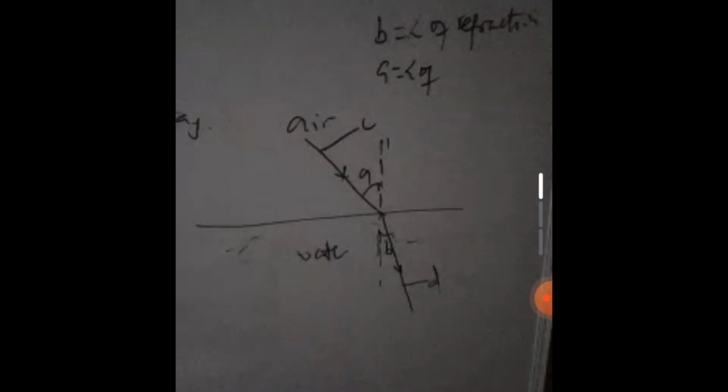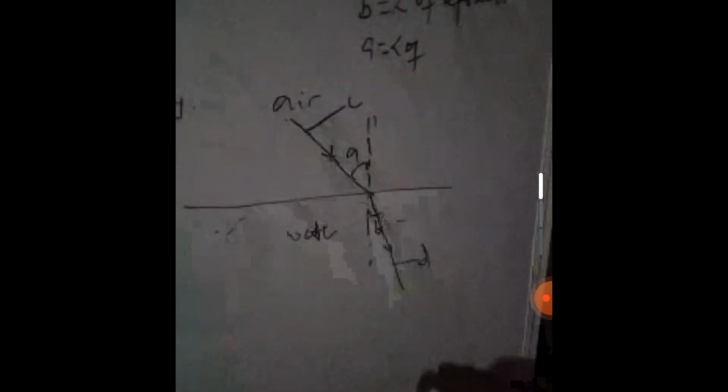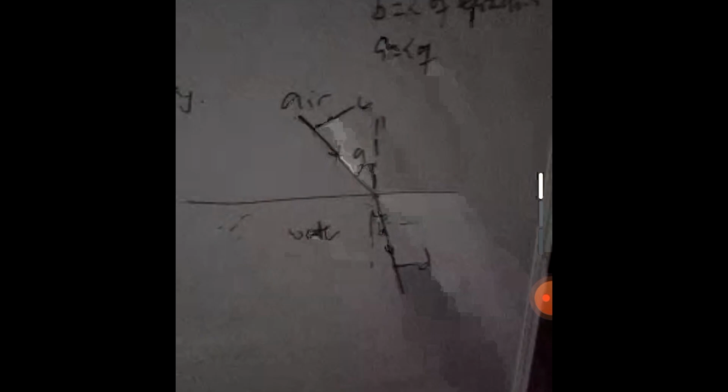Reflection? No. It is moving from one medium to another. That makes it refraction and not reflection. So A is the angle of refraction. If it's reflection, this is how the path of reflection looks like, but the path of refraction looks like this.